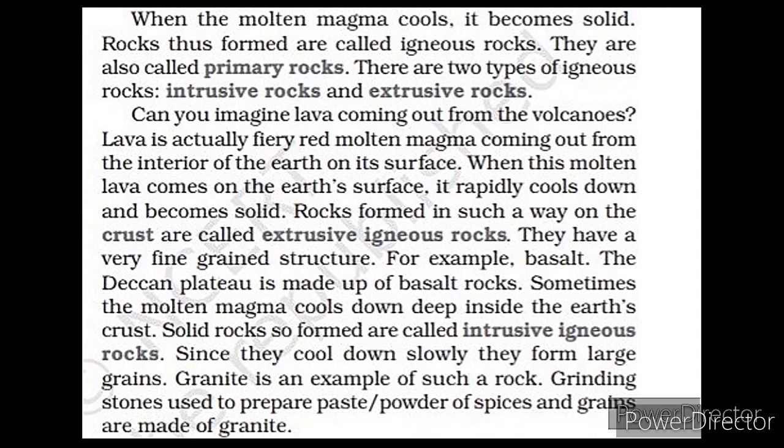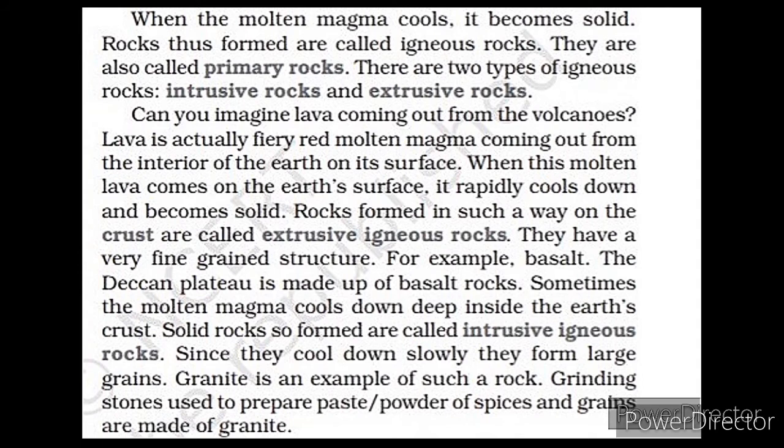Lava is actually fiery and molten magma coming out from the interior of the earth onto its surface. When this molten lava comes on the earth's surface, it rapidly cools down and becomes solid. Rocks formed in such a way on the crust are called extrusive igneous rocks. They have a very fine-grained structure. For example, basalt. The Deccan Plateau is made up of basalt rocks.